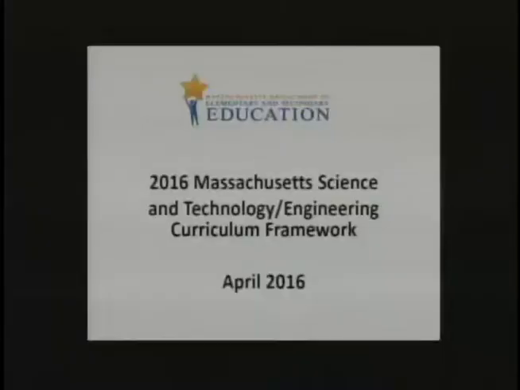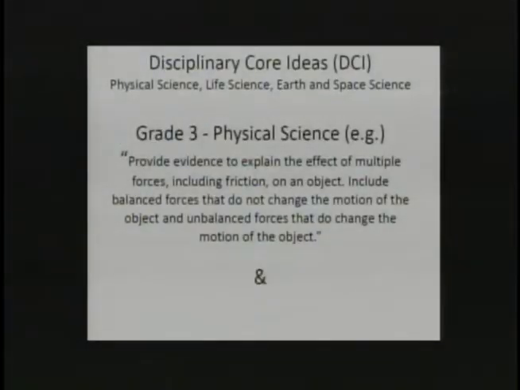So we have our new standards that just came out. And what do they look like? Here's an example. The standards are too complicated to look at in a short presentation, but they're composed of two major sections, one called disciplinary core ideas, which are the areas of each topical discipline of life science, physical science, and earth science. And here's an example from grade 3 physical science. Provide evidence to explain the effect of multiple forces, including friction, etc. And these are all worded as what the student should be able to do at the end of a unit that's addressing the standards, their performance standards.